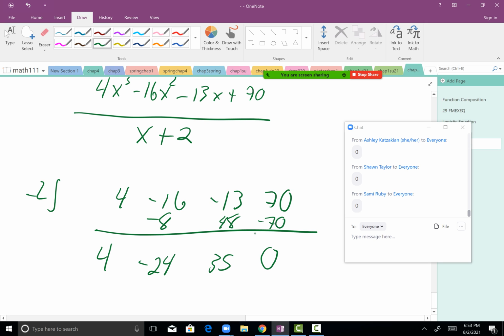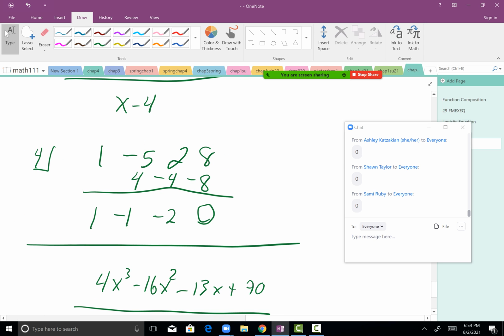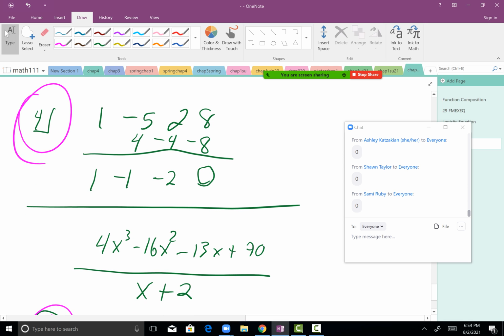All right. Okay. Now, let's talk about this a little bit. All right, so we divided by negative 2 here, and we divided by 4 here. What did those numbers represent in those polynomials? They were the zeros, right? Zeros, what else are they? Intercepts, yep, good. Okay. And a remainder was what?